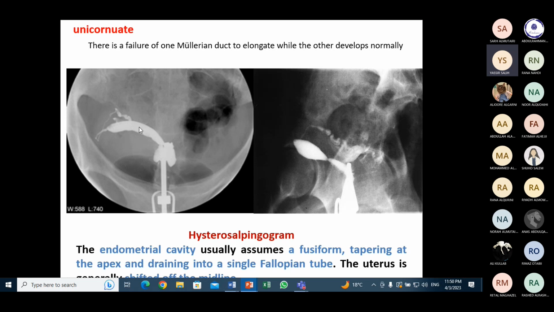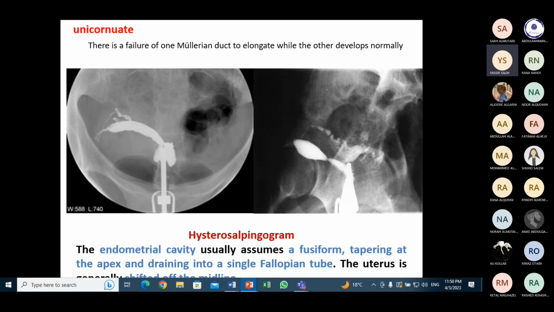This is a result from failure of the Mullerian duct to elongate, and the other one develops normally. One side had a failure; the other horn is normally developed. You can see there is only one horn. This usually appears as fusiform with a tapering end. The upper part tapers and is smaller in size.